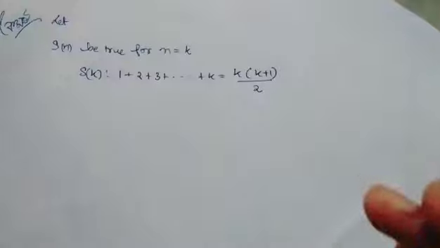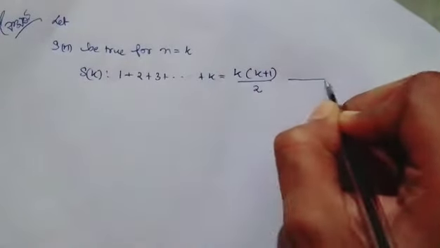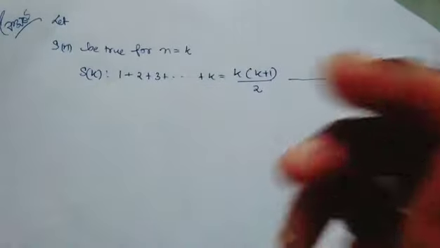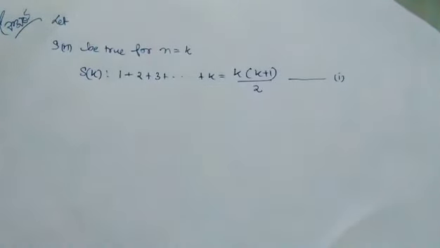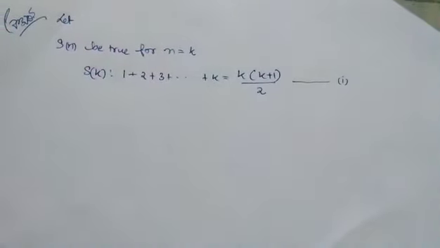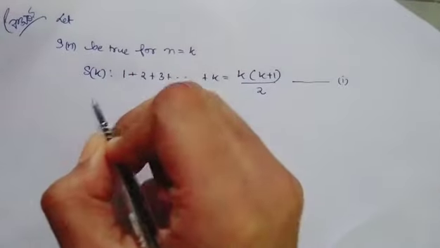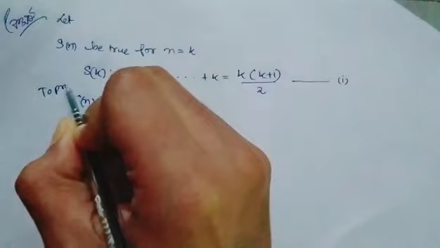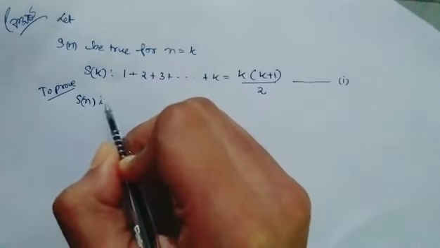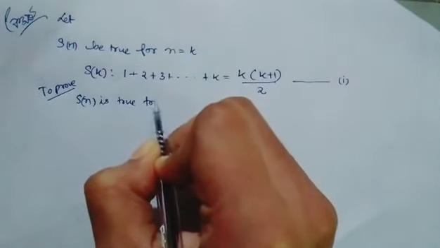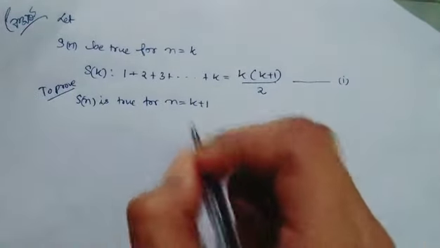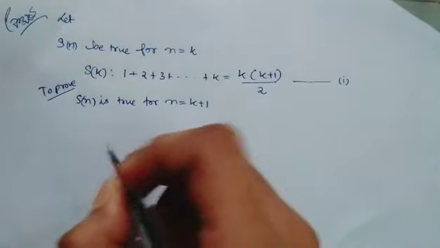So let us consider that this is true. Okay, so let us consider this to be 1. Now, according to the second property, if this statement Sn is true for n equal to k, then we need to prove that Sn is true for n equal to k plus 1.